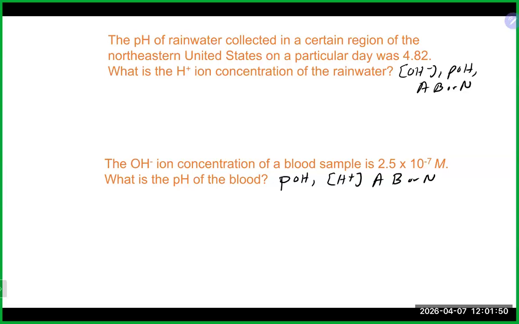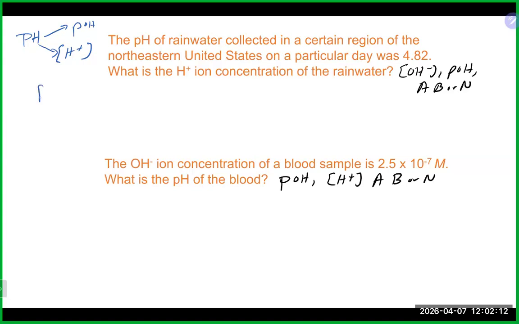So on the first one, I do have the pH given to me. From the pH, I have really two options since we're looking to solve for everything. I could get the pOH from it directly. I could also get the H+ concentration from it directly. In this case, I'm going to go with the pOH first.